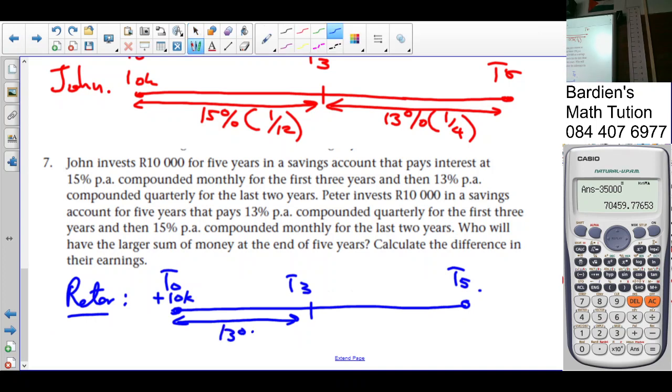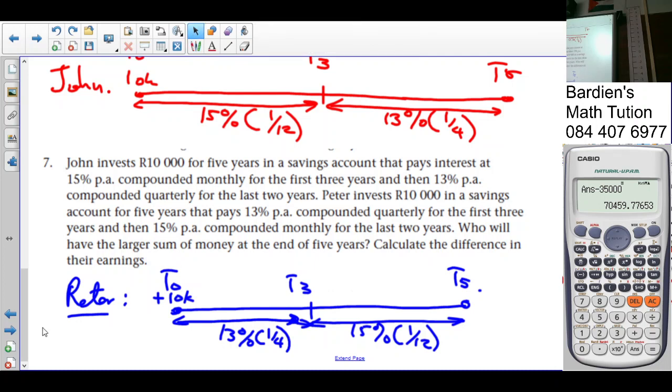So that's 13% per annum compounded quarterly for the first 3 years, and then 15% per annum compounded monthly for the last 2 years. Who has a larger sum of money at the end of 5 years? Calculate the difference in the earnings. In other words, you must say who got the better investment and what amount they differ by.